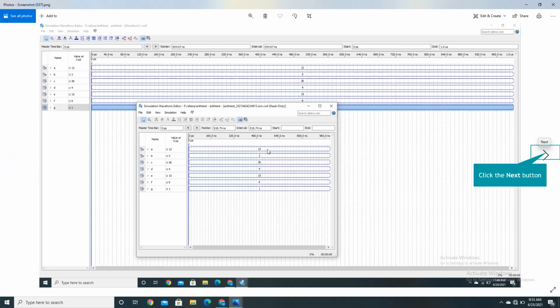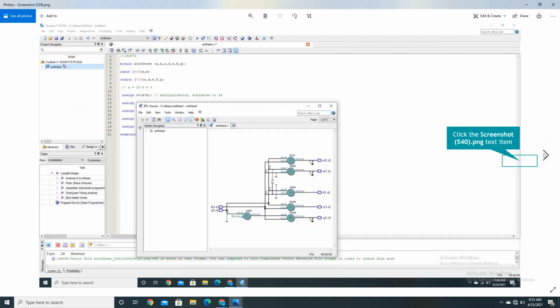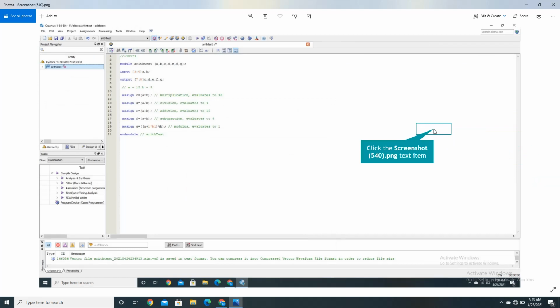Now seeing the waveform, this was the waveform that we've given, and this is the result that is implemented. If we are given A is 12, B is 3, then we would be getting C is equal to 36, and D is equal to 4, E is equal to 15, and F is equal to 9, and G is equal to 1. That is giving the absolutely correct implementation of this circuit.